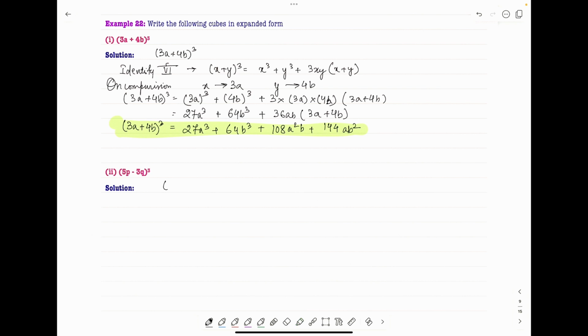Second, we have to expand (5p minus 3q) whole cube. We know identity 6, or we know identity 7 also. What does identity 7 say?